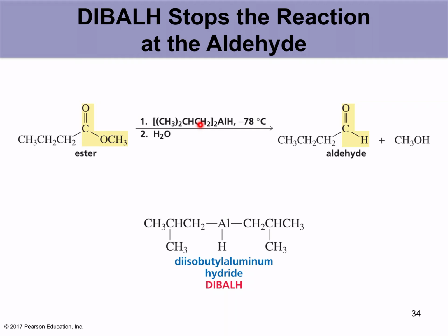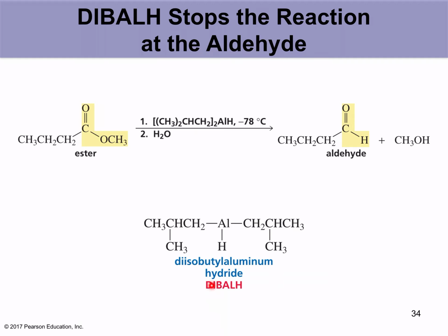Diisobutyl, that's what DIBAL stands for. Diisobutyl groups attached to the aluminum, and then you have hydrogen. So diisobutyl aluminum hydride is again a milder reducing agent because it has only one usable hydride here, and then you have aluminum attached to isobutyl groups. Again, the reaction is run at negative 78. So an ester can be stopped at the aldehyde level when you have this milder reducing agent, DIBAL-H, used.